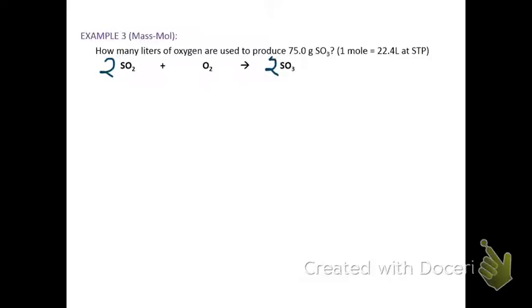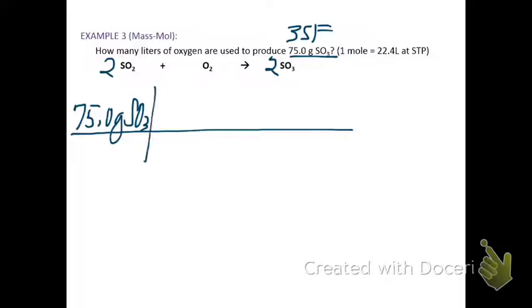Okay. So this time we are starting with 75 grams. We need 3 significant figures. So we start with 75 grams of SO3. Whatever unit I write down, I need to get rid of in the next step. So it's going to be grams of SO3 per 1 mole of SO3. So I need to calculate the molar mass of sulfur trioxide, and that works out to be 80.07.